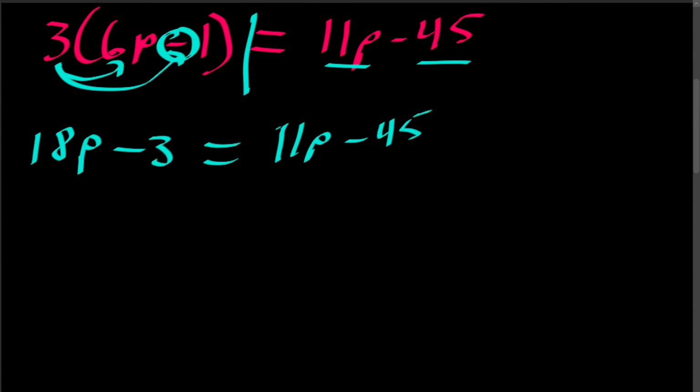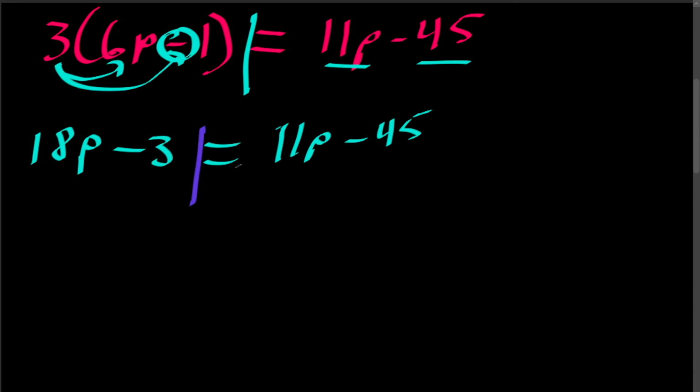All right, so let's go to our next step. 18p minus 3 equals 11p minus 45. Once again, we've already established that the right side are not like terms. What about the left side? Could I do 18p minus 3? No, because 3 needs to have p in order to subtract here. But since it does not have p, we can't combine those terms. Or we're pretty much saying they're not like terms.